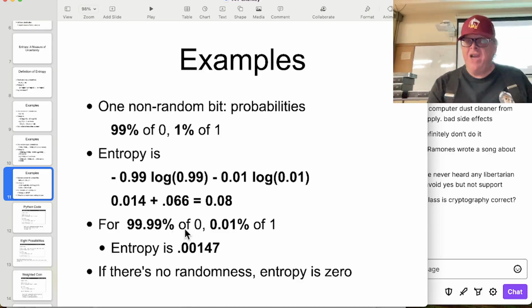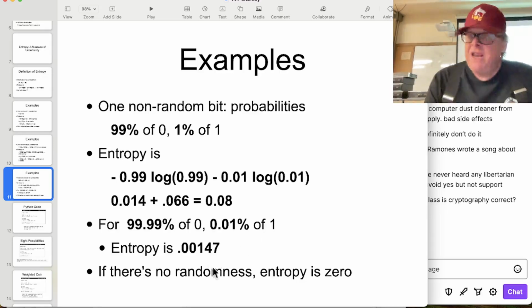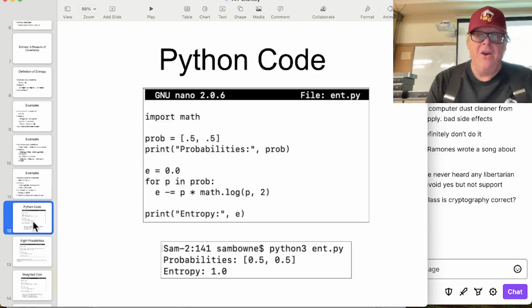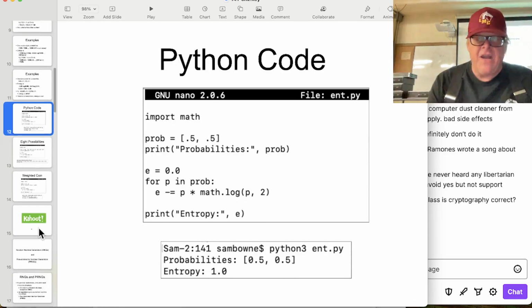So if you do 99.99% 0, you're going to get an entropy of 0.001. You have only 1/1000th of 1 bit of data there. As you understand, something like that is going to have almost no information. It's almost all zeros. And if there's no randomness, if there's really no variation, entropy is 0. All right. So you can write Python to do this for you if you like. That's how I did it.